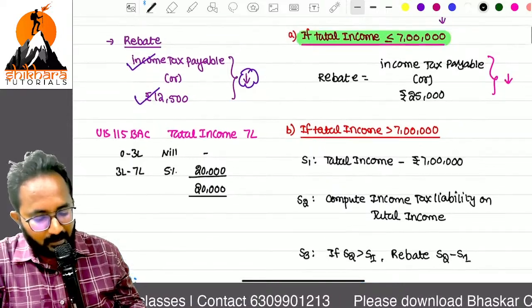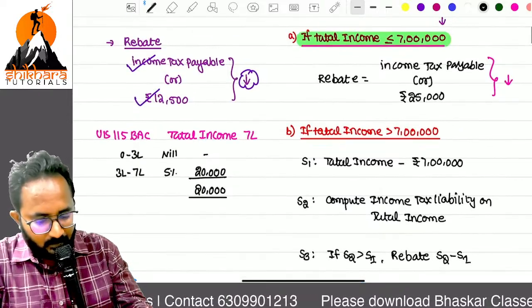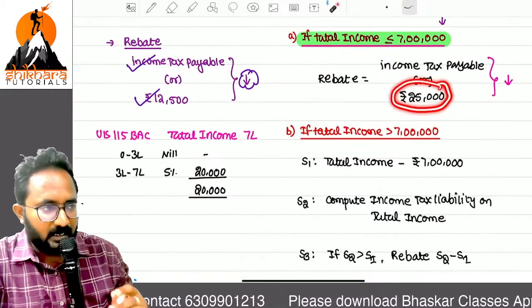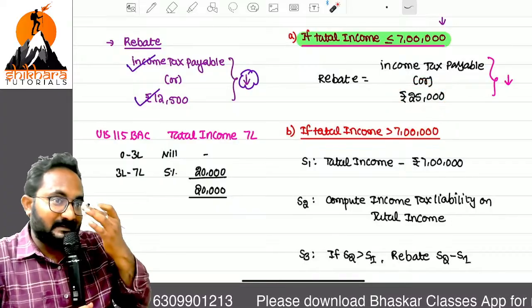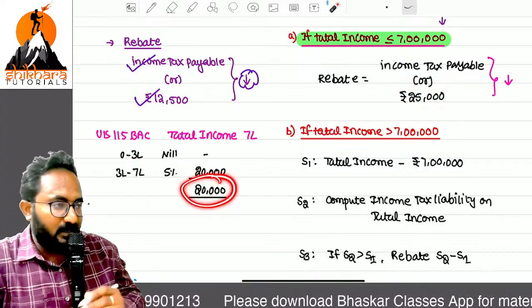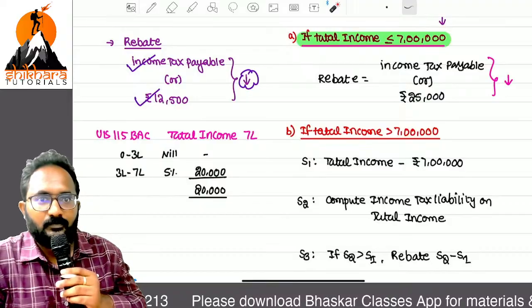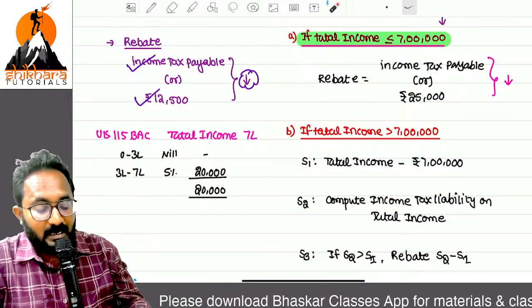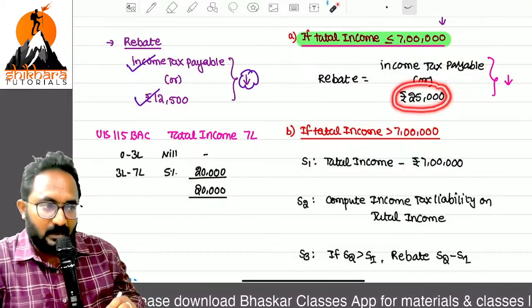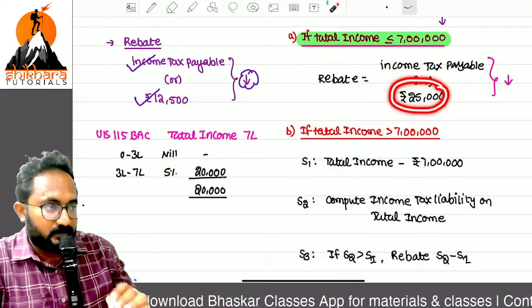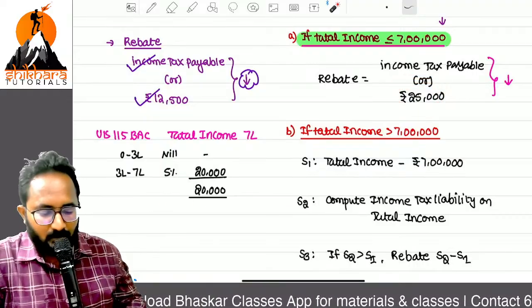Sir, in my opinion, in the Act they have given 25,000, but our tax liability itself is how much? 20,000. Sir, why have they given 25,000? If they give 20,000, that isn't correct. Why have they given it?